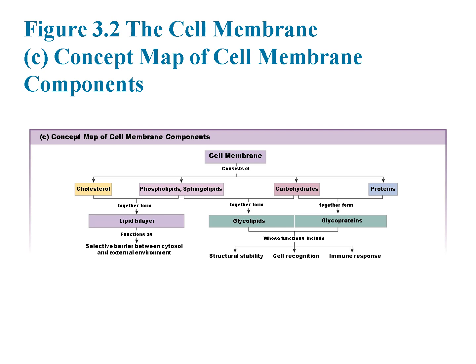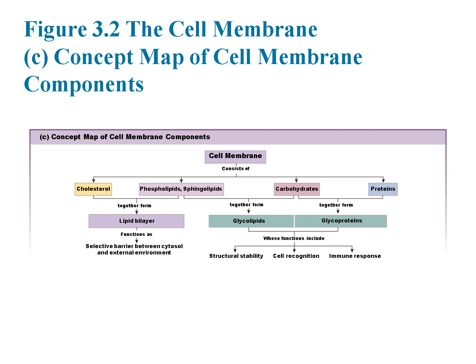Carbohydrates, which pair with proteins or lipids to form glycolipids and glycoproteins. These structures are essential for cell recognition, structural stability, and immune responses. Finally, proteins, which play roles as receptors, channels, or enzymes, enabling communication and transport between the cell and its surroundings.